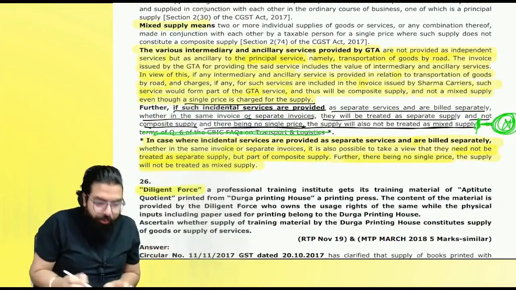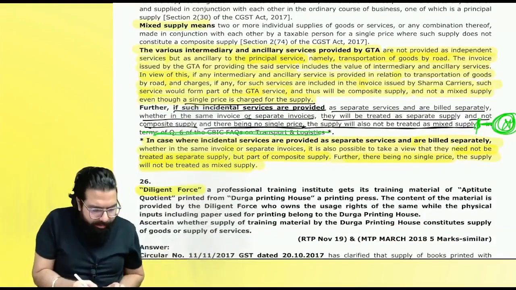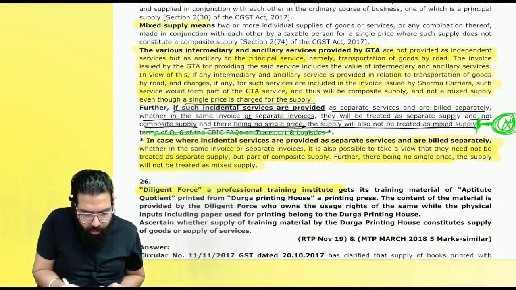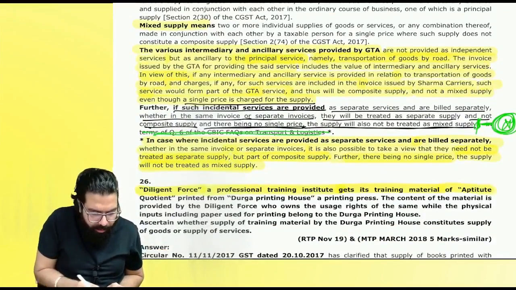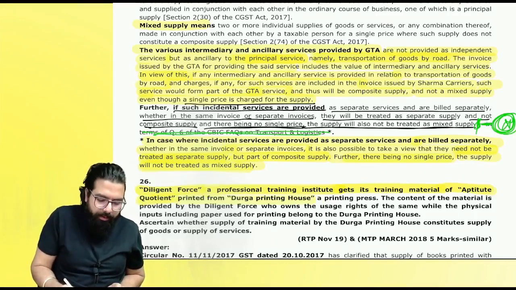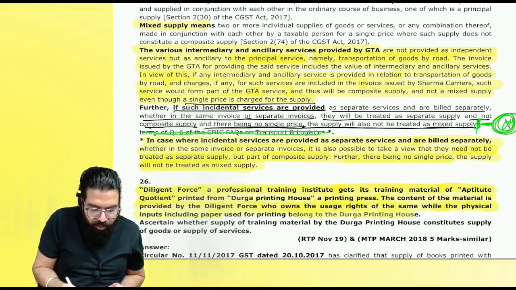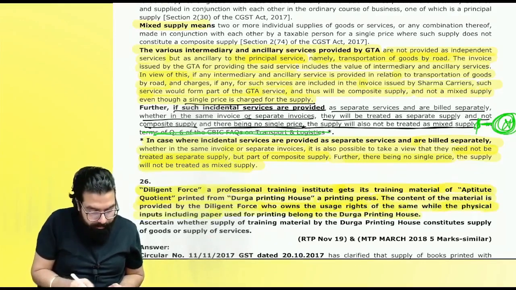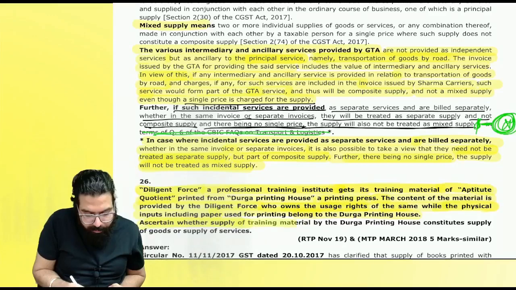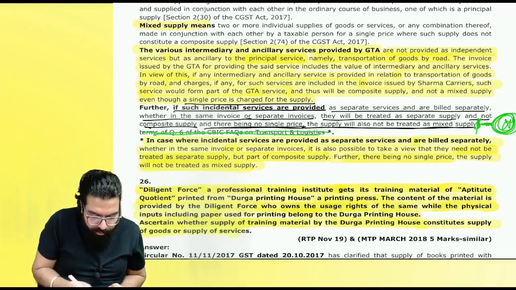Everyone, Diligent Force. Diligent Force, a professional training institute, gets its training material of aptitude quotient printed from Durga Printers, a printing press. The content of the material is provided by the Diligent Force, who owns the usage right of the same, while the physical input like paper, etc., belongs to Durga Printer. Ascertain whether supply of training material by Durga Printer constitutes supply of goods or supply of service.